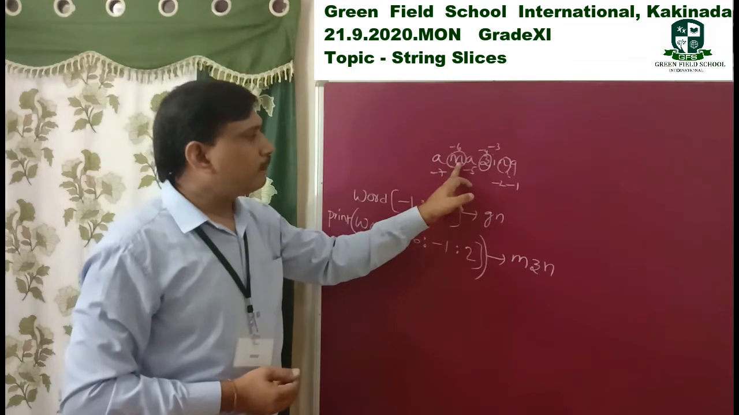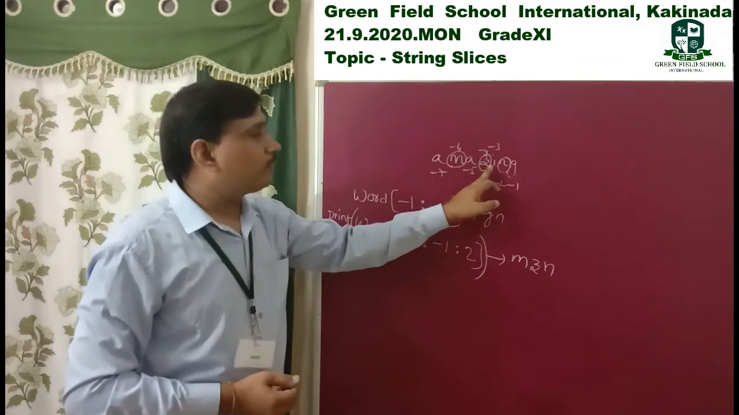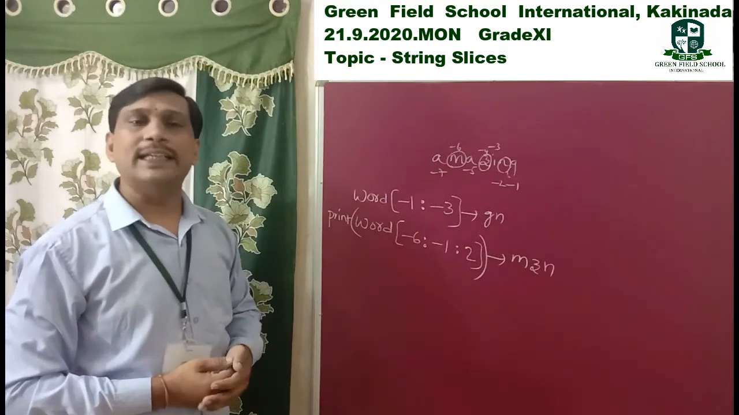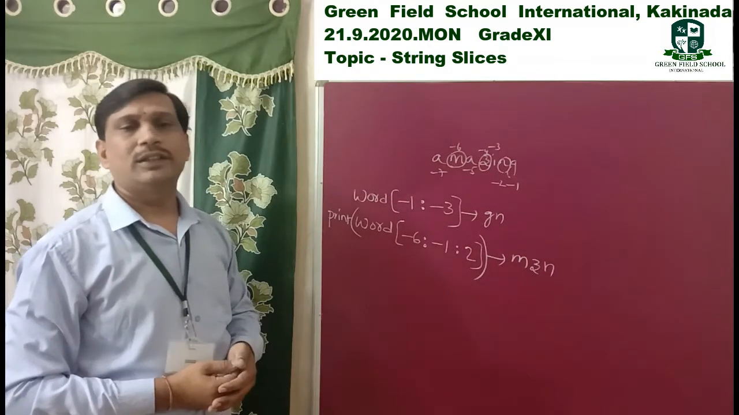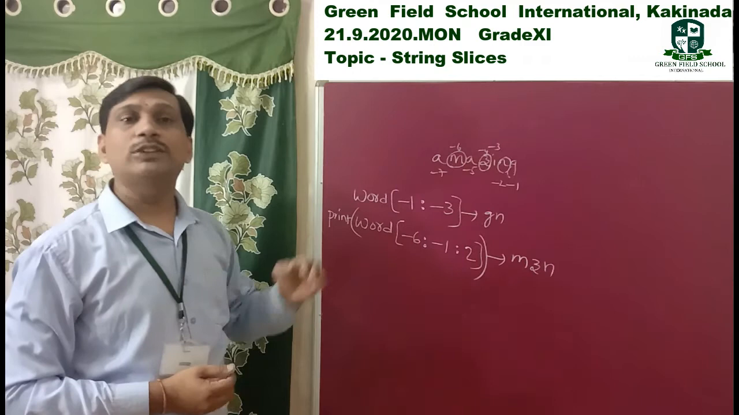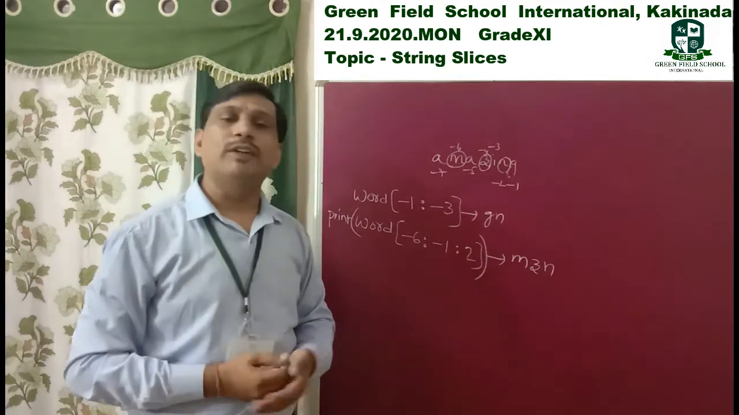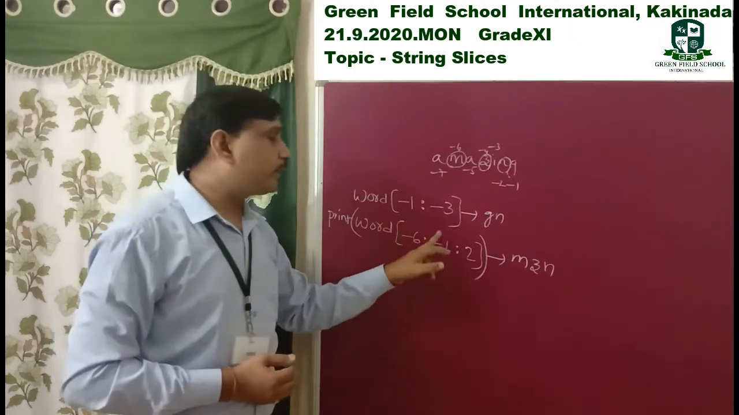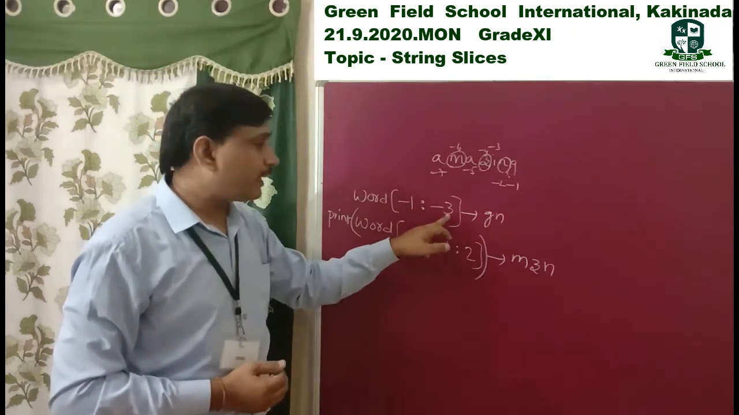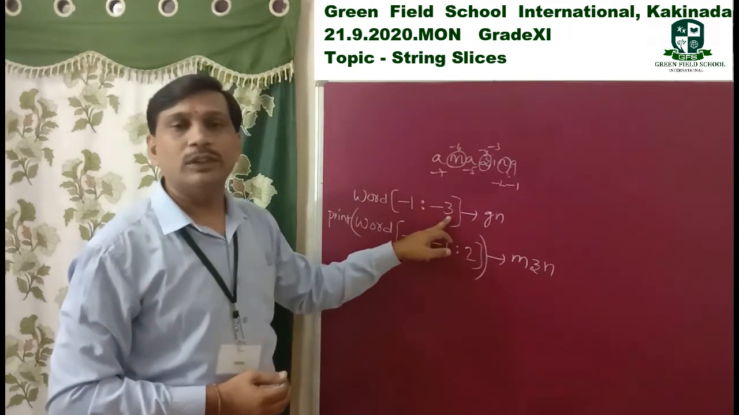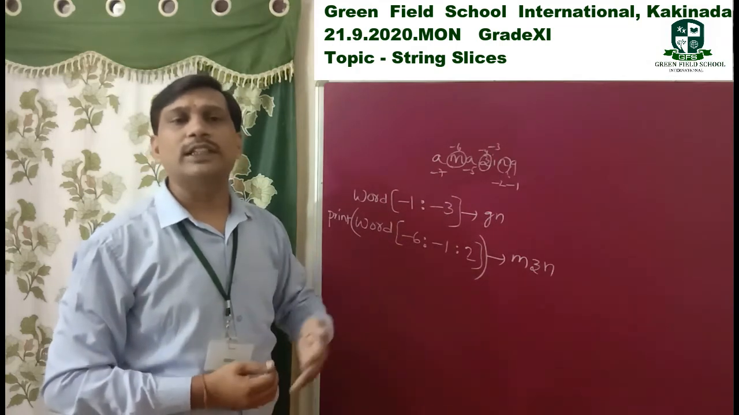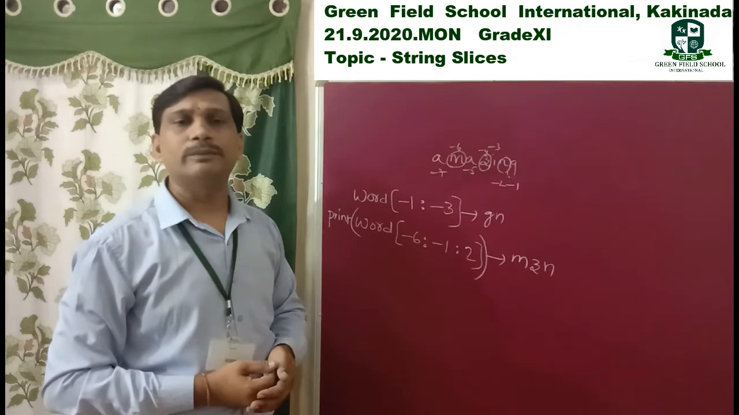Okay, so m, after that z, after that n. In this way, we write 2 syntaxes for string slices: without step value and with step value. We can write the step value as any integer. Without specifying any step value, means here I am not writing any step value, we access each and every character with plus 1, plus 1. The step value here is plus 1.